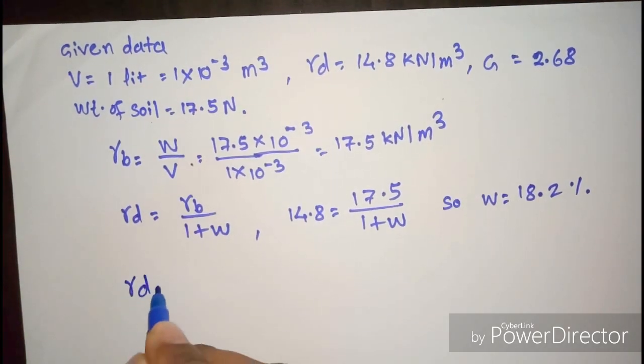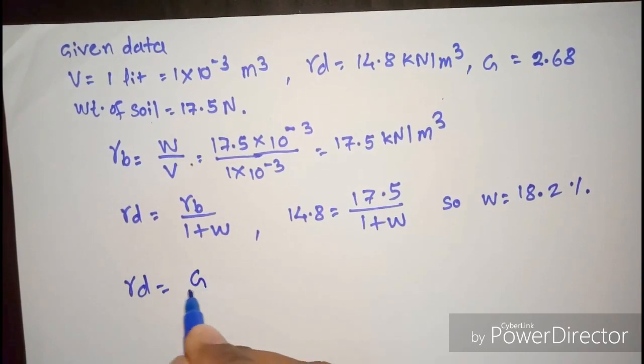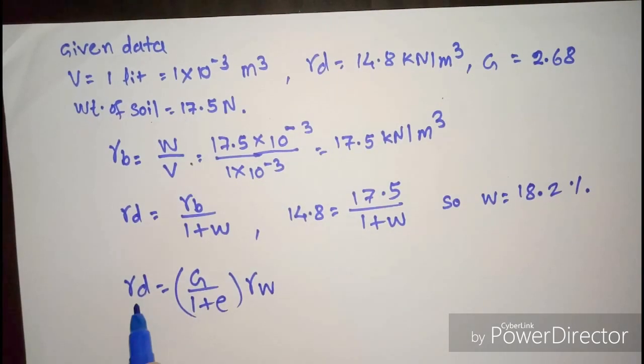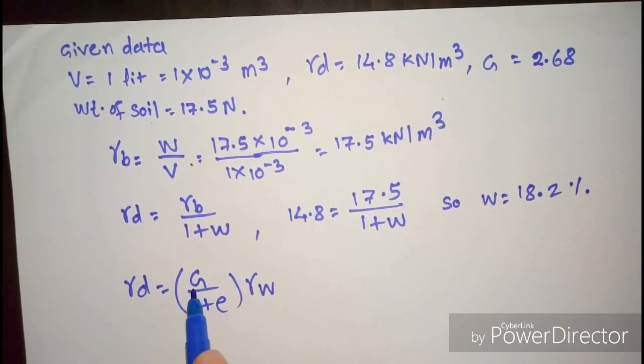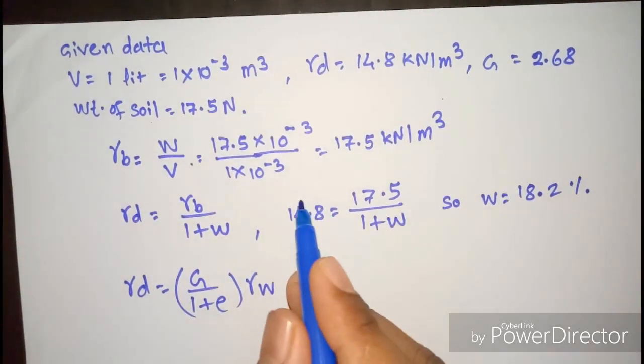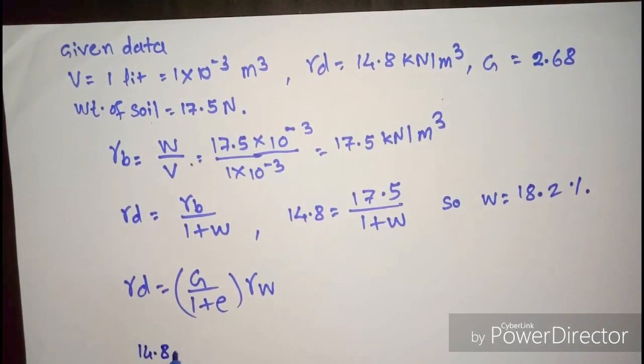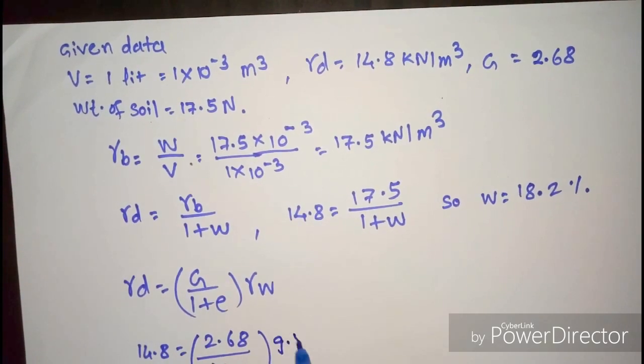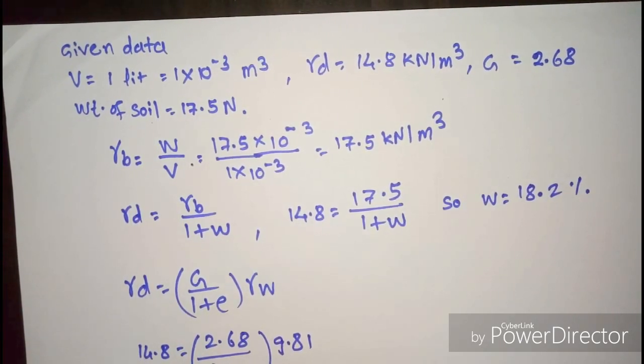Okay, now we have to calculate void ratio. We know that gamma D is equal to one more relationship, G upon 1 plus E, bracket complete, unit weight of water. So we know gamma D, we know specific gravity, we know the unit weight of water. So we will get void ratio. So 14.8 is equal to G, 2.68, upon 1 plus E, multiplied by unit weight of water, 9.81. So E is equal to 0.776.